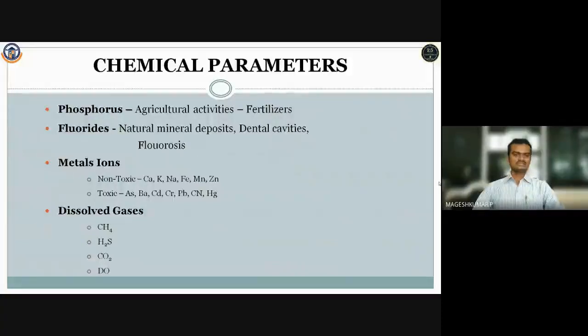And some toxic and non-toxic metallic ions also may be present in the water: calcium, potassium, sodium, iron, manganese, zinc. These are all non-toxic, and some heavy metals like cadmium, chromium, lead, cyanide, and mercury. These are all toxic metals that can be encountered in the water if some industrial wastewater is mixing with the water. And the dissolved gases like methane, hydrogen sulfide, these two are the end products of anaerobic digestion, and CO2. Then dissolved oxygen that is naturally present in the water. These are all some chemical parameters.